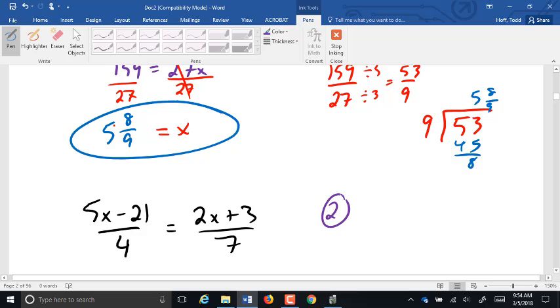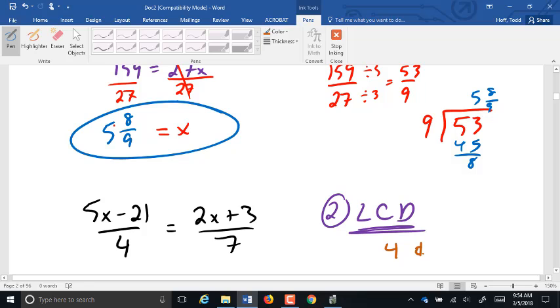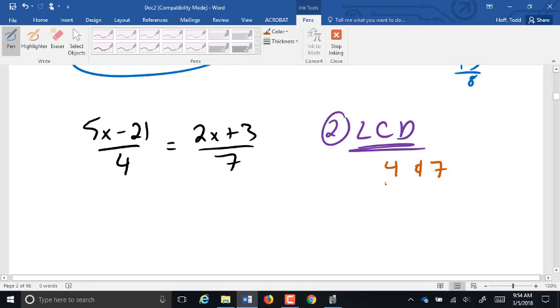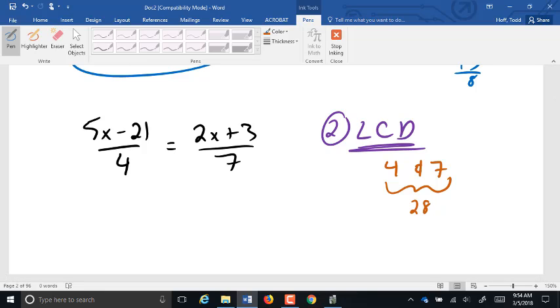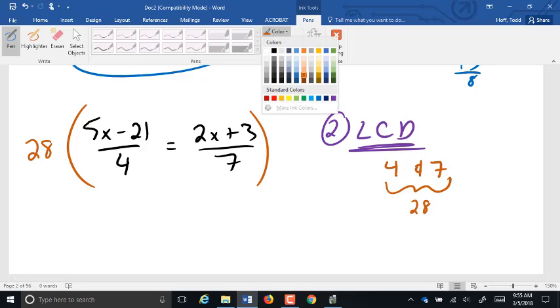Option 2 is to use the least common denominator. Our denominators here are 4 and 7. What's the least common denominator for 4 and 7? 28. It's going to be the smallest common denominator for both of them. So what we're going to do is multiply this whole thing by 28. We've got to be careful how we do this.